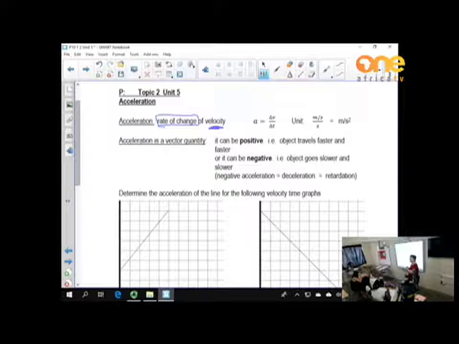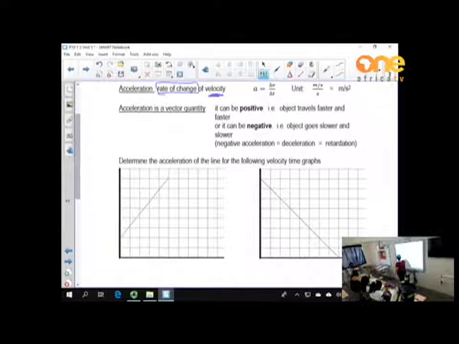When we had velocity, a positive velocity meant in one direction, and the negative velocity would be in the opposite direction. Okay. So, acceleration is a vector quantity. It can be positive or it can be negative. If it is positive, the object is going faster and faster. If it is negative, the object is going slower and slower.